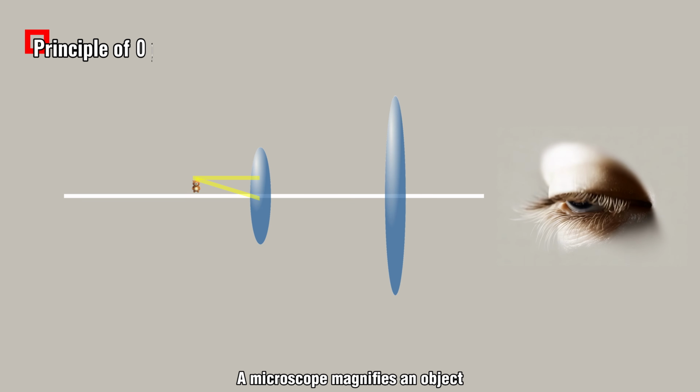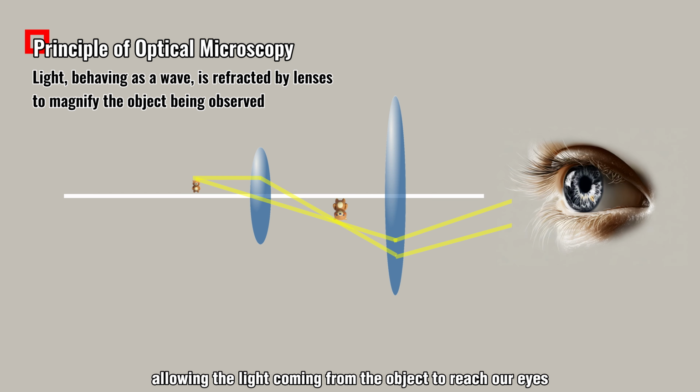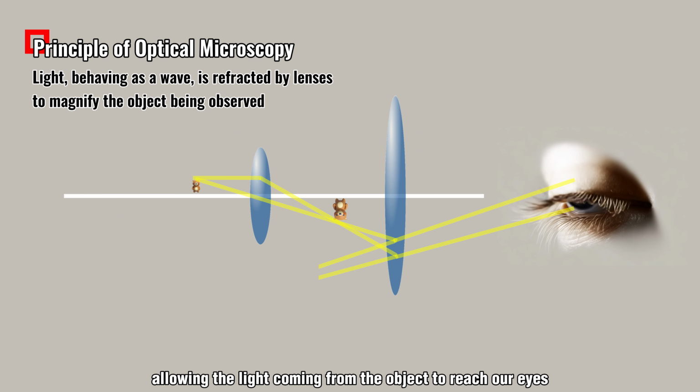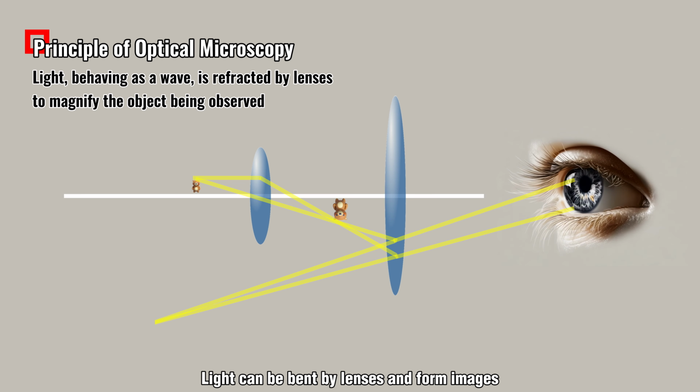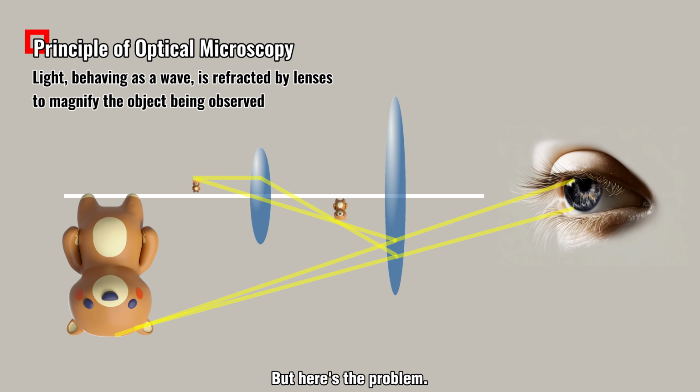A microscope magnifies an object because light passing through glass lenses is refracted, allowing the light coming from the object to reach our eyes in an expanded form. Light can be bent by lenses and form images because light behaves as a wave. But here's the problem.